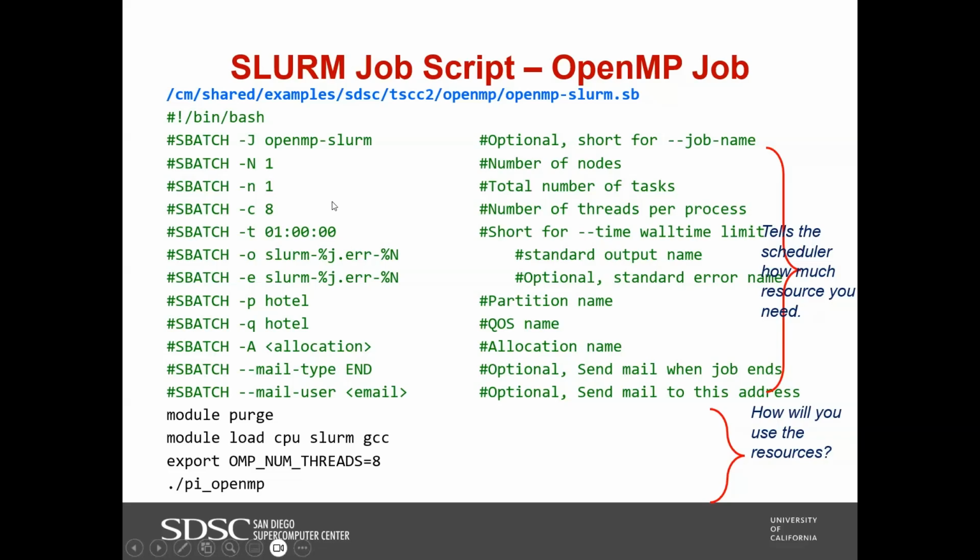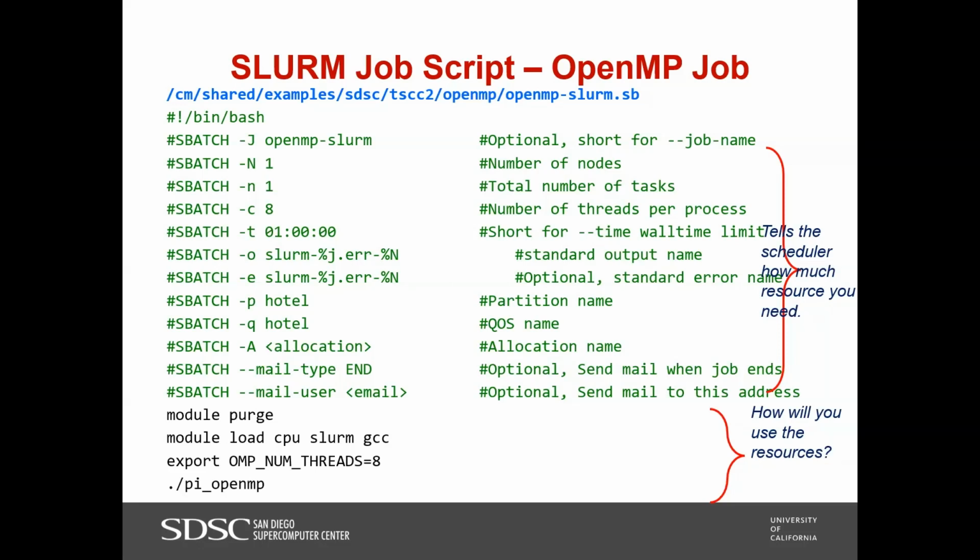Like here in my example, the first line is -J. It's short for the job name. This is optional, but you can give your SLURM batch job a name if you want. And the next several lines, -N uppercase, -n lowercase, and -C define the computational resources this job needs.